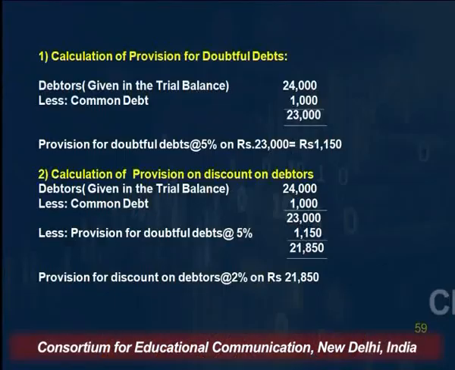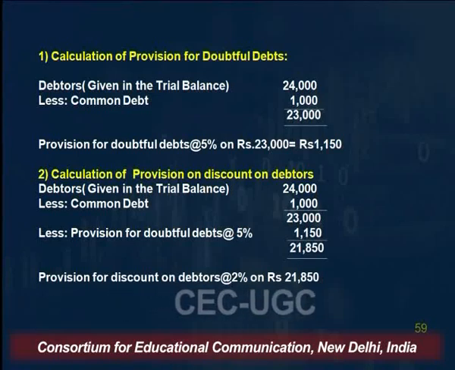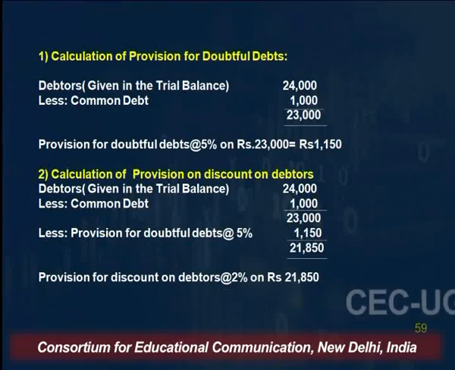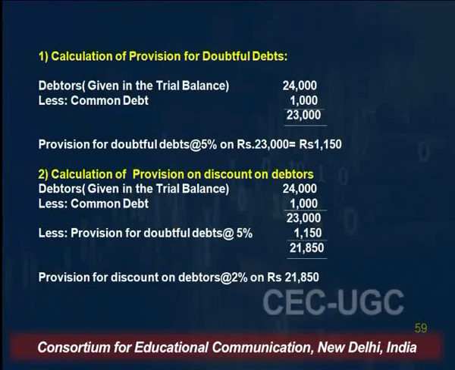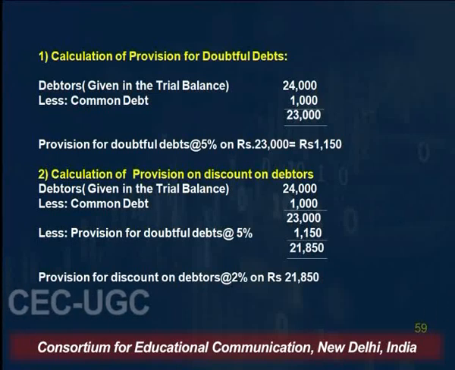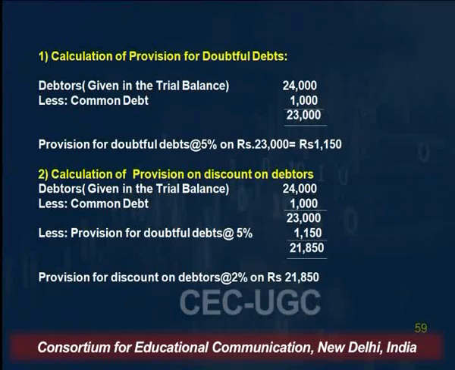The next item is relating to provision for discount on debtors. So how is it calculated? Debtors given in the trial balance 24,000, deduct bad debt, then the net amount is 23,000. You need to create the provision for doubtful debts at the rate of 5% on this remaining debtor, that is 23,000. That comes to 1150. After the deduction of provision for doubtful debts, provision for discount on good debtors is created, that is 2% on 23,000, that is 1150. So the net amount is 1150.